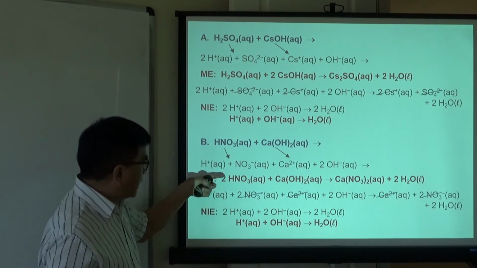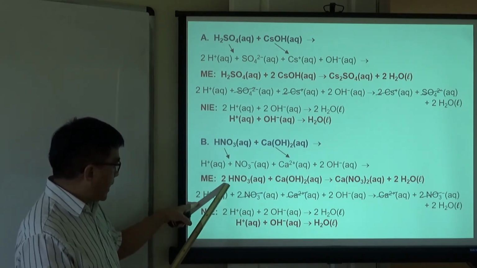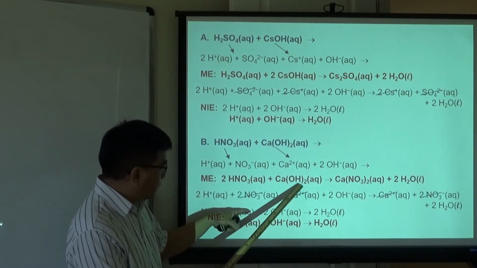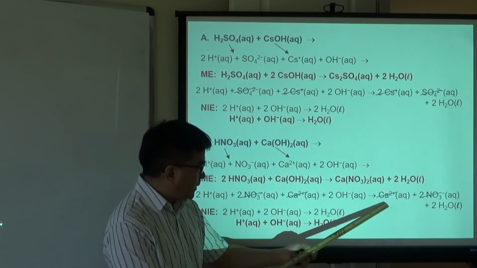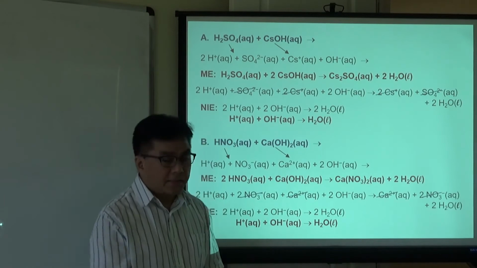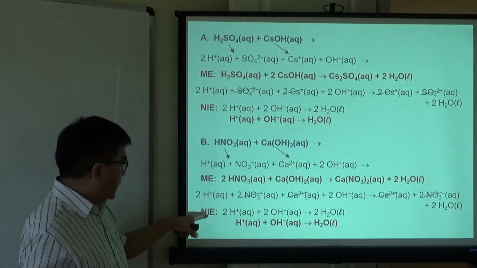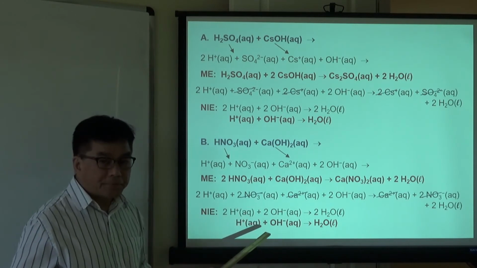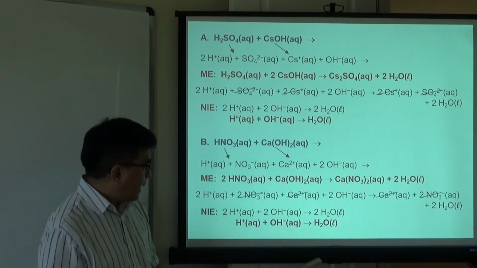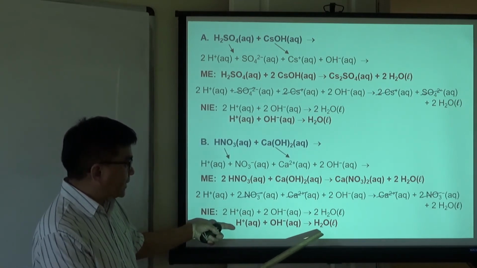So if you break this equation down into ions, you got 2 hydrogen ions, 2 nitrate, calcium and 2 hydroxide. Here you got calcium and 2 nitrate. And again, water, you have to leave it as it is. You cannot break it down into ions. So therefore you cancel out the spectator ions, the nitrate and calcium, here's the calcium nitrate. And what's left behind is again the hydrogen ions plus hydroxide to give you water.